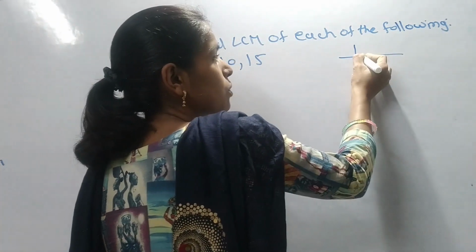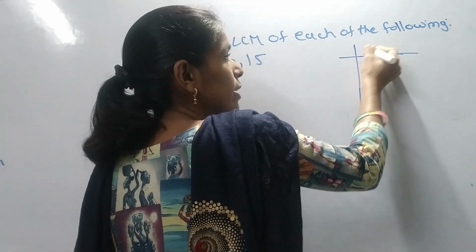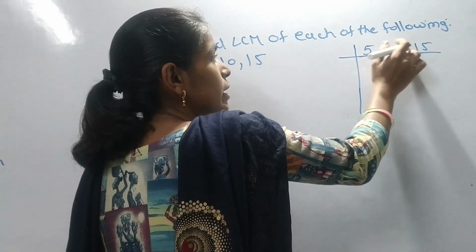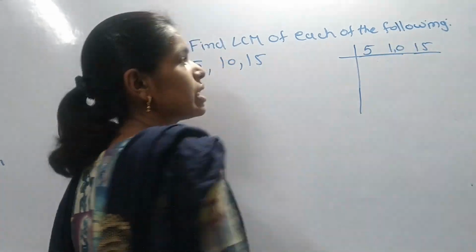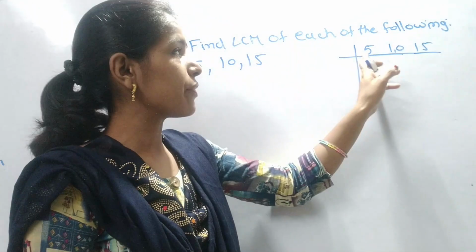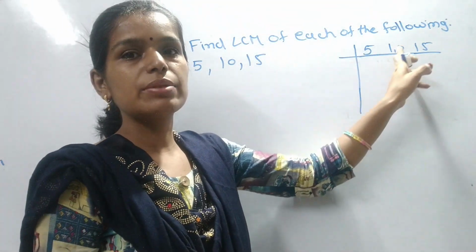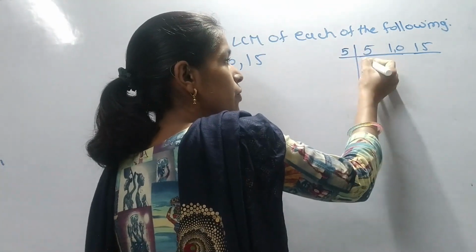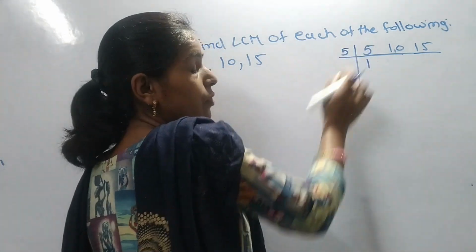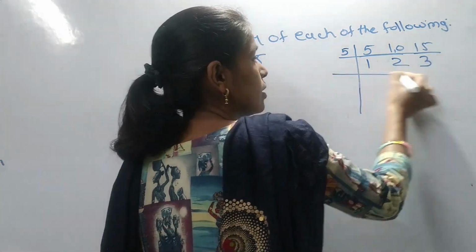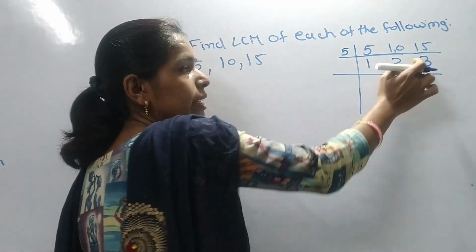What you have to do is draw like this. Write all the three numbers over here and divide them by the same number if possible. Now here each of these numbers is divisible by 5. 5 is divisible by 5, 10 is divisible by 5 and 15 is also divisible by 5. So 5 1s are 5. Here the division of 5 is finished. 5 2s are 10 and 5 3s are 15. Now see here 2 appears and here 3 appears.